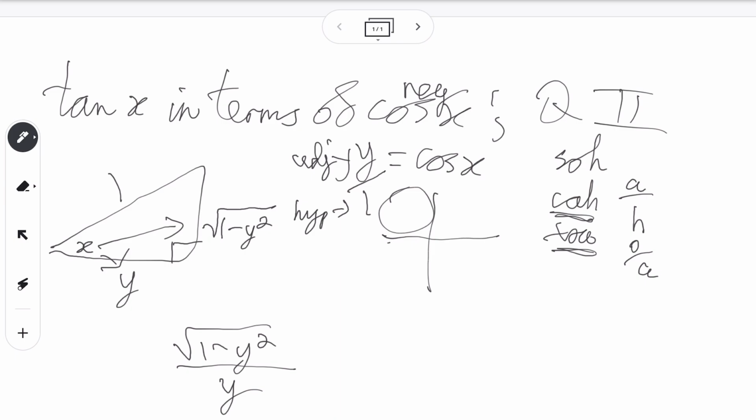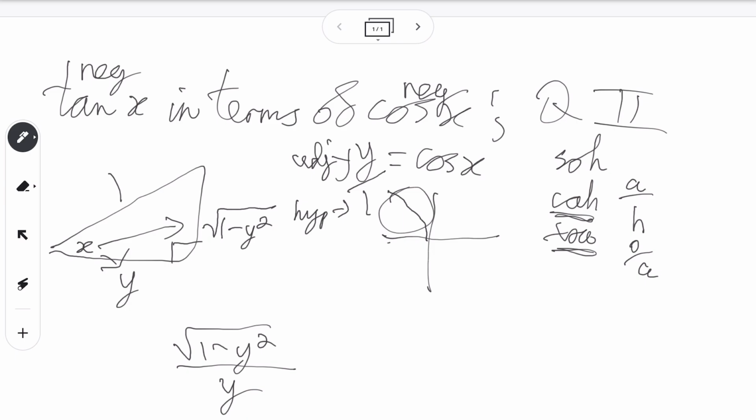Now, is tangent positive or negative in quadrant 2? Tangent is the slope, and if x is an angle in quadrant 2, then the slope of this line will be negative. So tangent is negative.